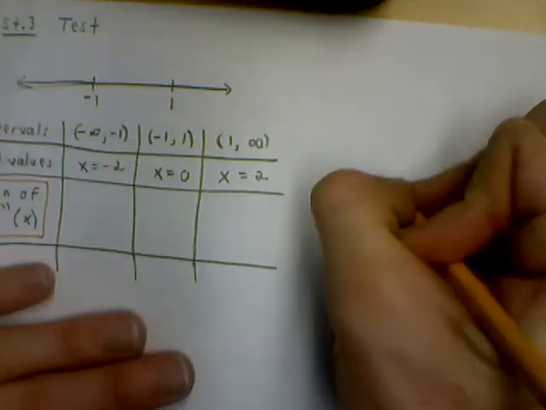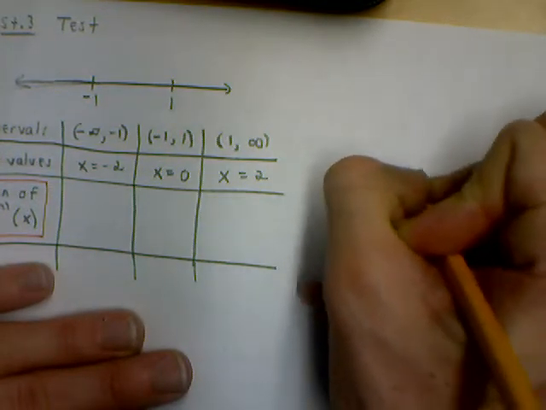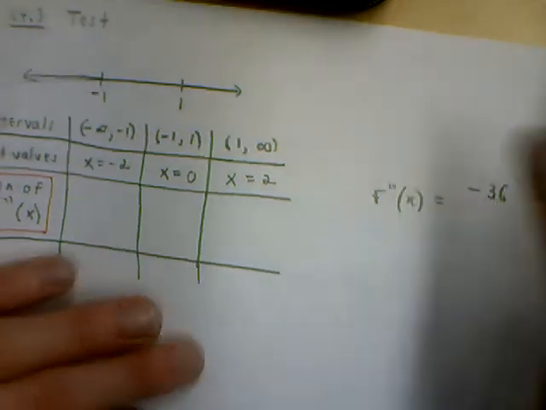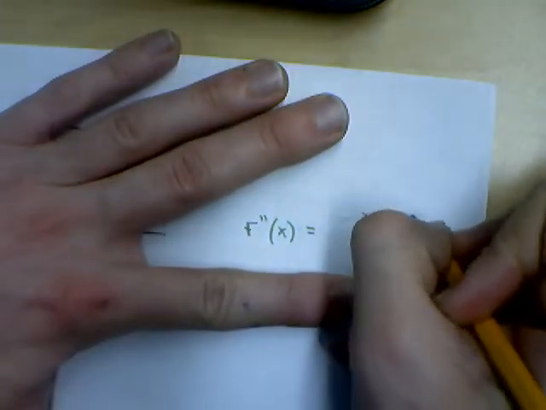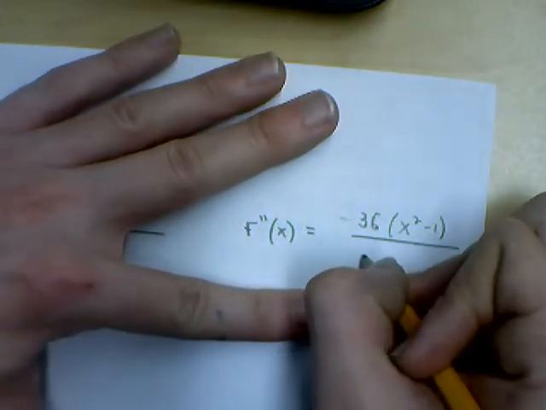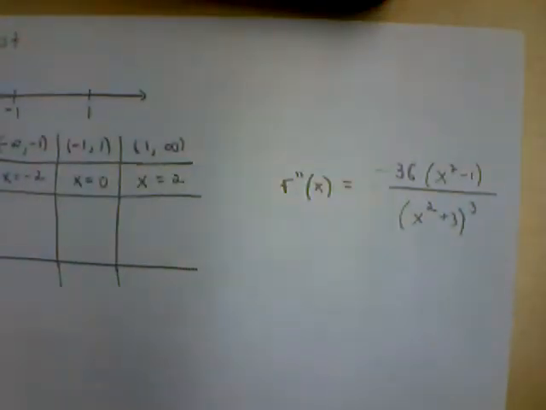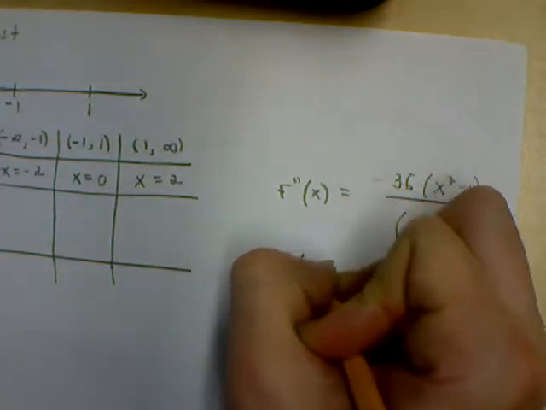So our second derivative was positive 36 times the quantity x squared minus 1 over x squared plus 3 cubed. So let's test f double prime of negative 2.